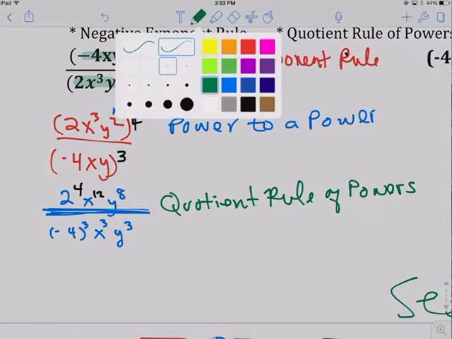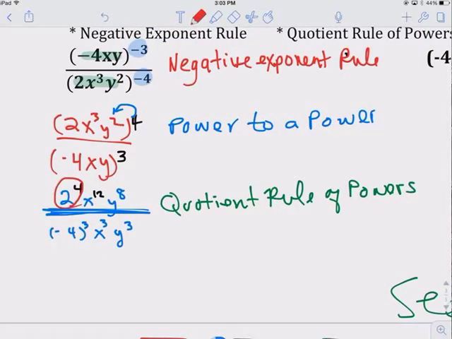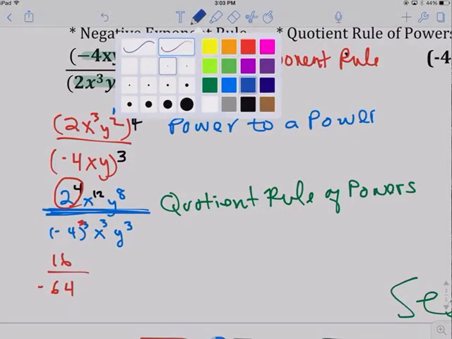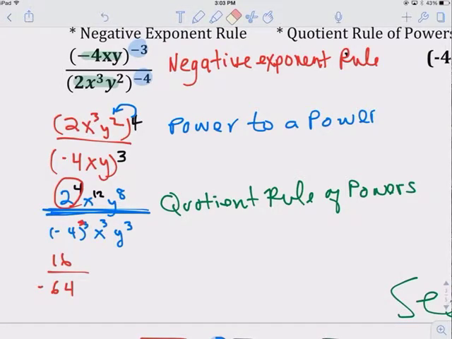Okay, let's turn this into a number we know. 2 to the 4th is what? It's 16. What is negative 4 cubed? Negative 16. No, it's cubed, not squared. Oh, that's negative 16 times 4, negative 48? No, cubed is 3. Guys, put on your calculator negative 4 cubed. Did you get negative 64?